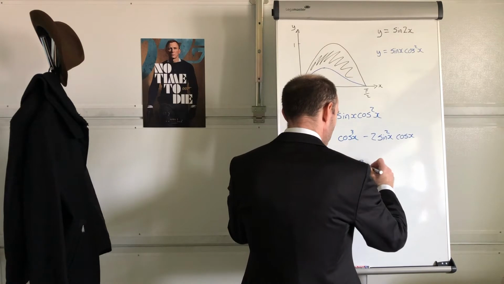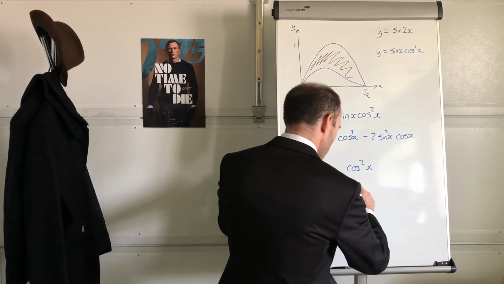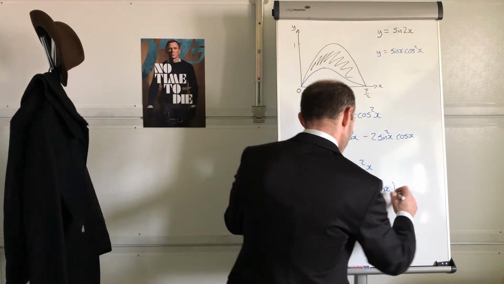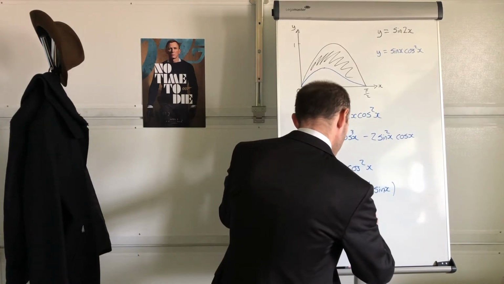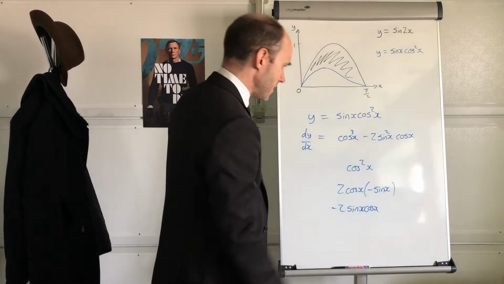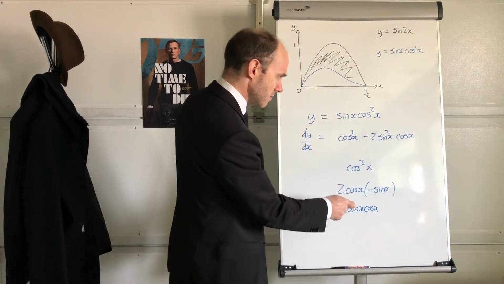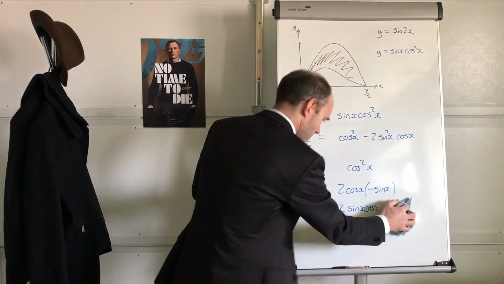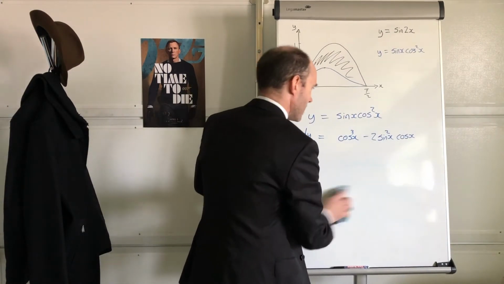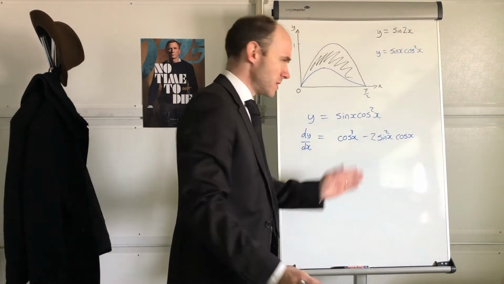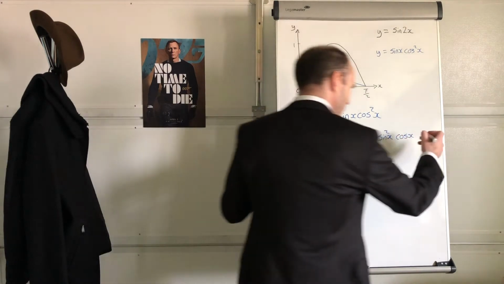So you've got cos squared x differentiated, you've got 2 cos x times negative sine x, which you can write as negative 2 sine x cos x. And then when you times it by sine x, you get negative 2 sine squared x cos x. Glad you're happy with that. Then, when we're trying to find a stationary point, we set that equal to 0.